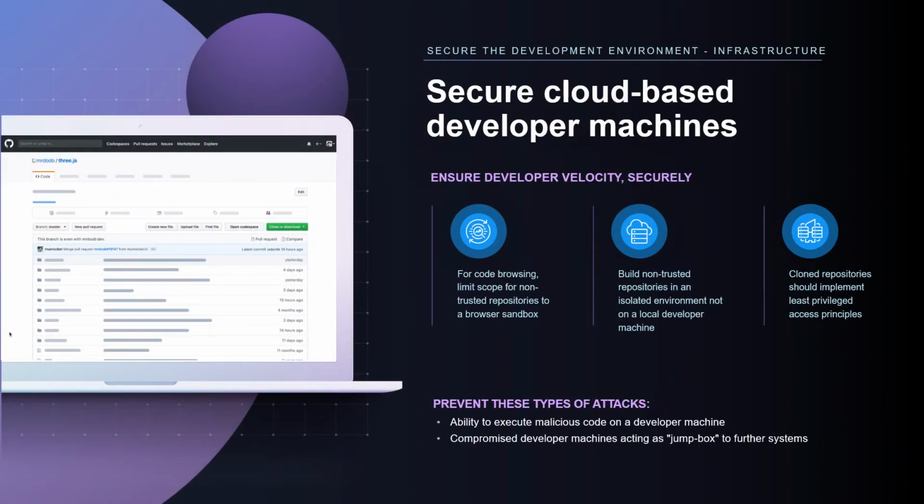Securing the development environment begins with securing all cloud-based developer machines. That means we need to place strict controls on how developers interact with their environments. For code browsing, we should limit scope for non-trusted repositories to a browser sandbox. We also should only build non-trusted repositories in an isolated environment, not on a local developer machine.